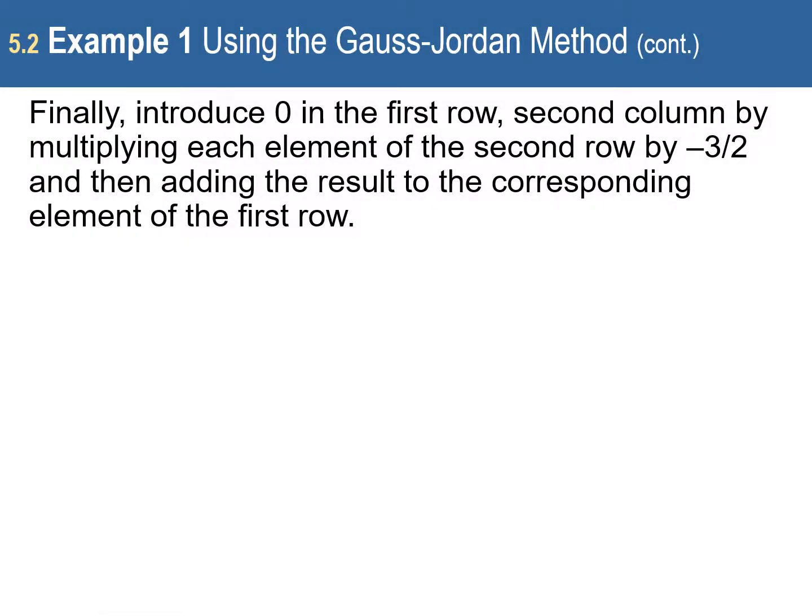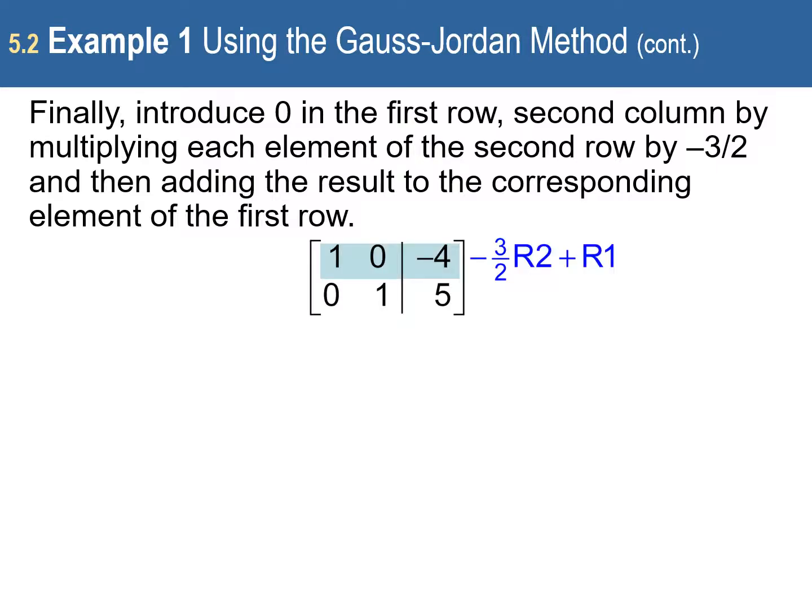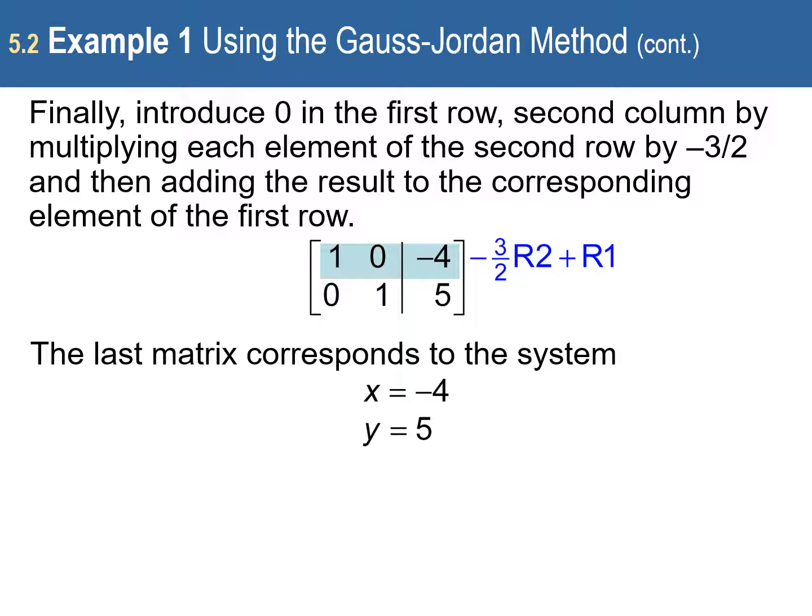Now I want to get a 0 in the first row, second column. And I'm going to do that by multiplying each element of the second row by negative 3/2 and adding it to the first row. And when I do that, I get a negative 4. So what this tells me is my x value is equal to -4 and my y value is equal to 5. Because this is literally 1x is -4 and 1y is equal to 5.